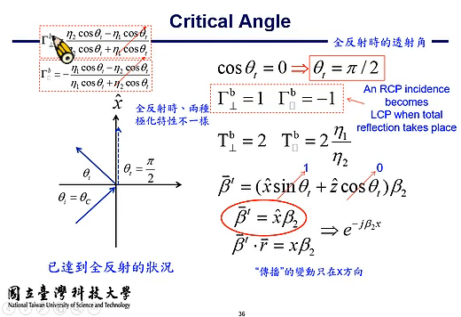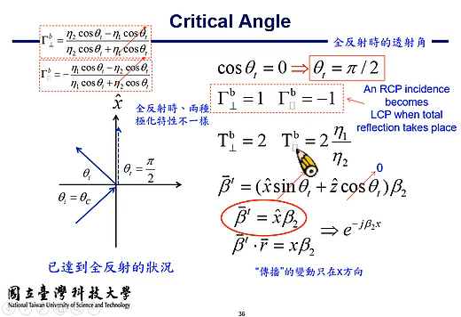So you see there is a great difference between parallel polarization and perpendicular polarization. At the critical angle, the reflection coefficient for perpendicular polarization is 1, while the reflection coefficient for parallel polarization is -1 at the critical angle. So the two are quite different.